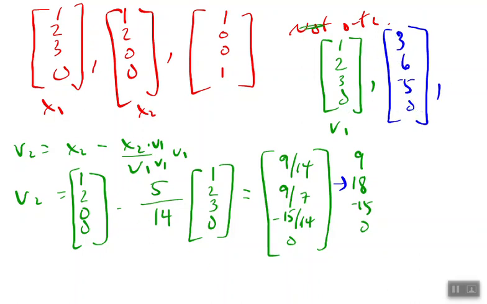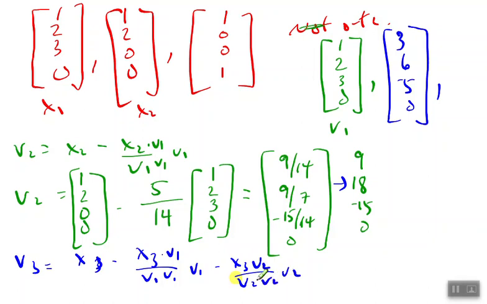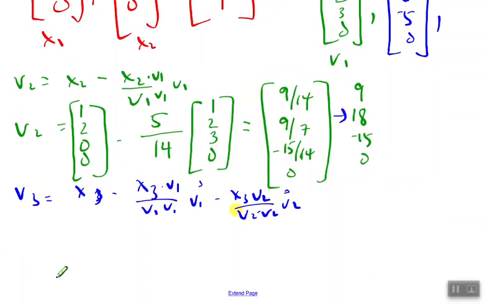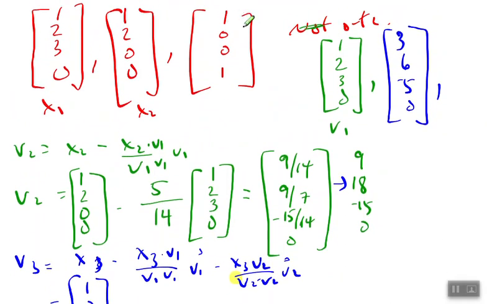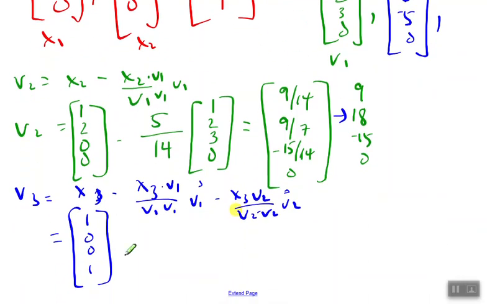And so now we kind of have to do this one more time. I'm going to keep that color. So x3 minus (x3 · v1 over v1 · v1) times v1, minus (x3 · v2 over v2 · v2) times v2. Those are dot products, and those are vectors, and we're going to get out vectors. So x3 is 1, 0, 0, 1, minus x3 · v1, so I'm going to look at these two, 1, 0, 0, and it gives you 1.